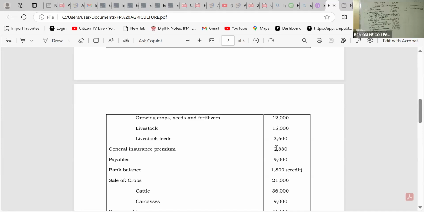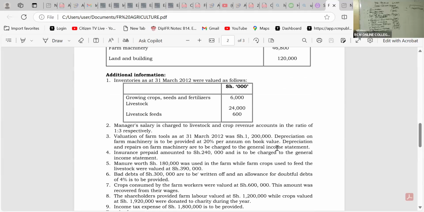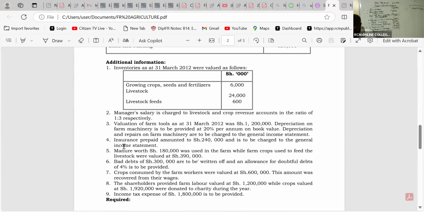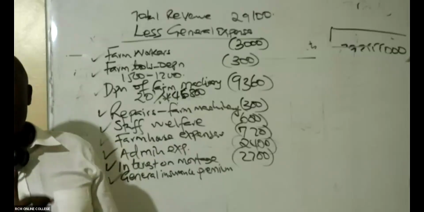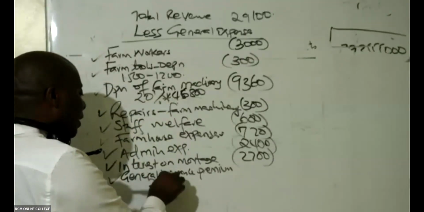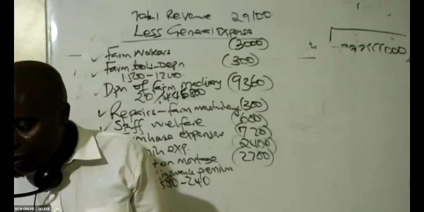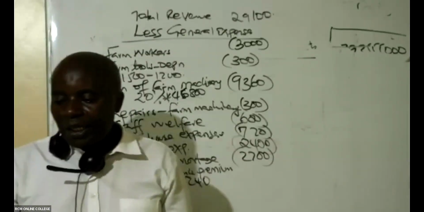But out of this amount, which is in the trial balance, there is a prepayment. Look at note number 4. Please write note number 4 there for your revision. That the insurance prepaid amounted to 240 and it is to be charged to the general income statement. So this 2880 figure has that 240. Is it 2400 or 240? It is 240.